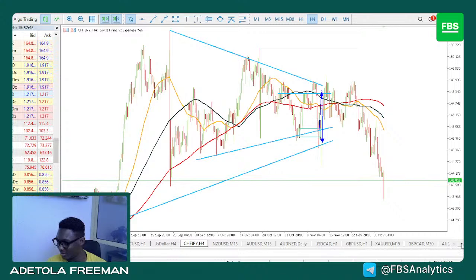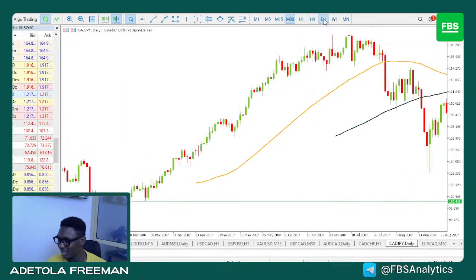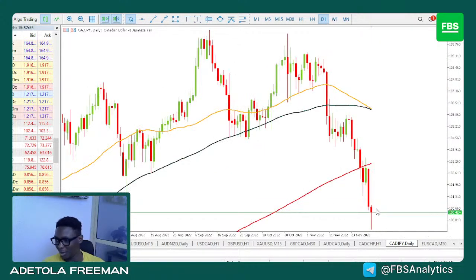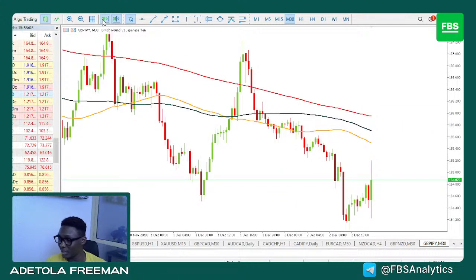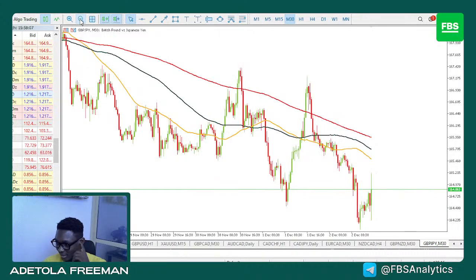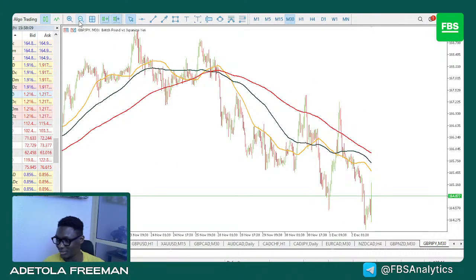Let me quickly search that out. CHF JPY, I think I had it on CAD JPY or AUD JPY as well. But altogether, if you had followed that analytic article, you would have made well over 2,000 pips since that Friday. So please, guys, do yourself a favor, follow the analytical articles.